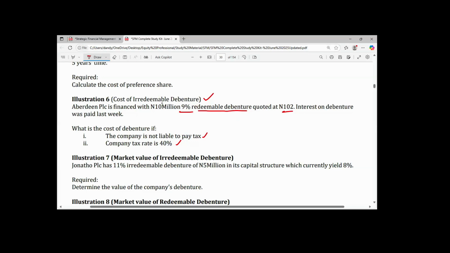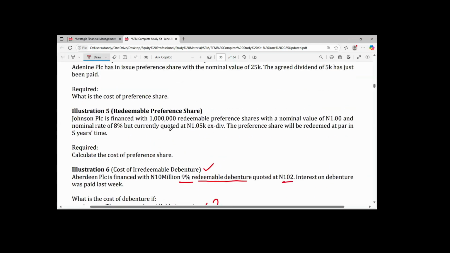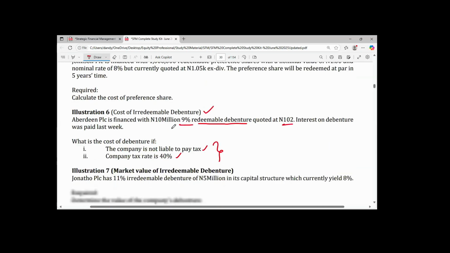So how do you then calculate cost of irredeemable debenture? I told you the cost of irredeemable debt is the ratio of fixed interest to ex-interest price, depending on whether or not there is tax. In this particular question, you are given information as to where there is no tax and where there is tax. So let's demonstrate the two and see how it will look.